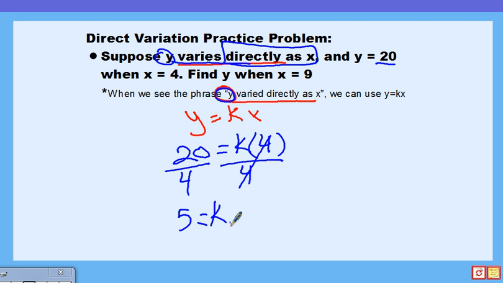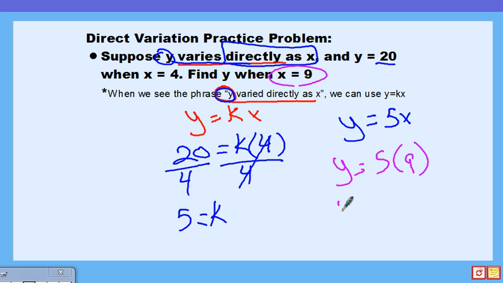Now that I know my constant is 5, I just rewrite it, y is equal to 5x. And now I substitute in this new x to find the new y. So y is equal to 5 times 9, and y is equal to 45. So my final answer is when x is equal to 9, y is 45, because it varies directly.